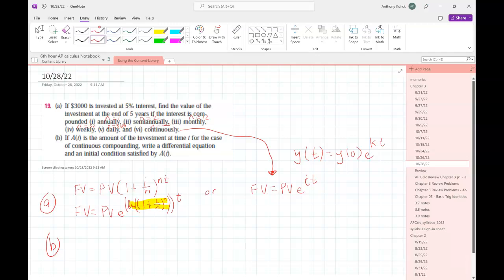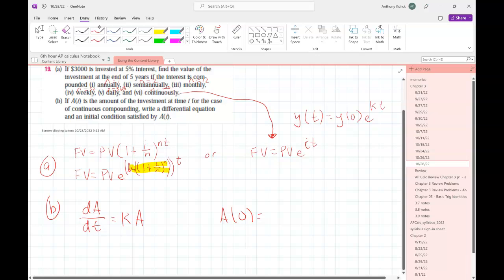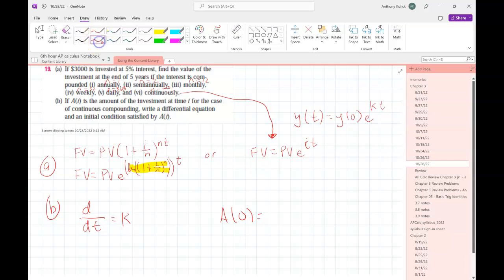Part B, it says A of t is the amount of the investment at time t for the case of continuously compounding. Write a differential equation and an initial condition satisfied by A of t. So our differential equation that we've been writing for this whole chapter has basically been of this form. In the notes, it was dy/dt equals ky. But in this problem, it's telling us that A is the thing we're talking about. So it's dA/dt equals kA. And then our initial condition would be just the value of the function at time 0. So that's easy. That's just $3,000, right? That's the initial condition for our function.